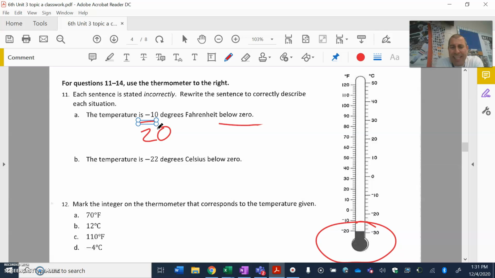Part B here, the temperature is -22 degrees below 0. No, it's not. We are in our Celsius here, so -20. We're counting by twos, -22, -24, -26, -28. So it's in between that -28 and that -30. So it would be -29. But again, if we're going to say below 0, we can't say negative then. So here's what we can do. We can take out the below 0 parts, and we can say it's -29 degrees, and that would get the job done there.